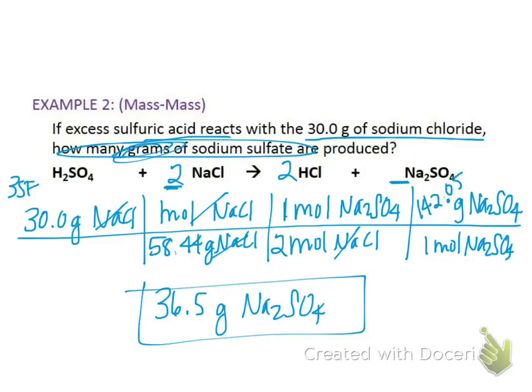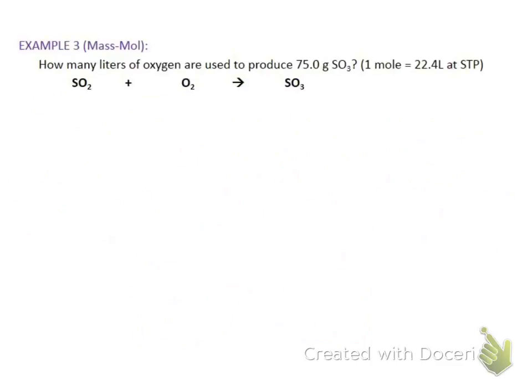All right. Let's do 2 more, because we're going to do some volume on some of those and some other types, so you can see how a volume works. This one wants to know how many liters of oxygen are used to produce 75 grams of SO3. And I'm reminding you to use this for volume.